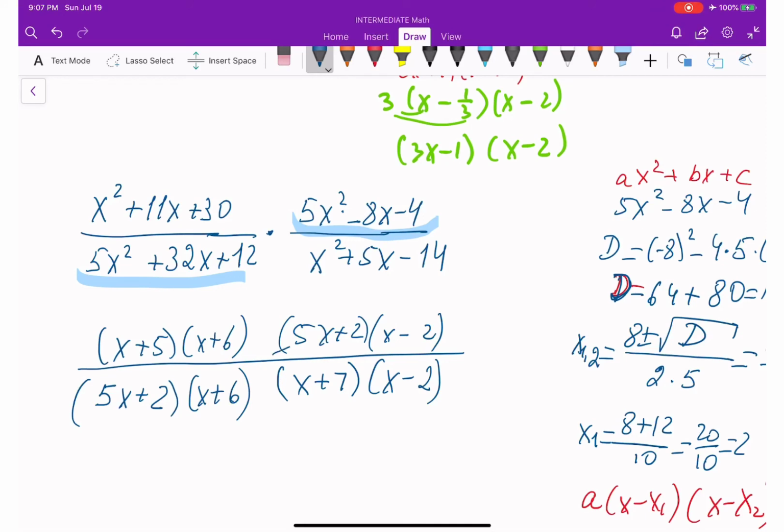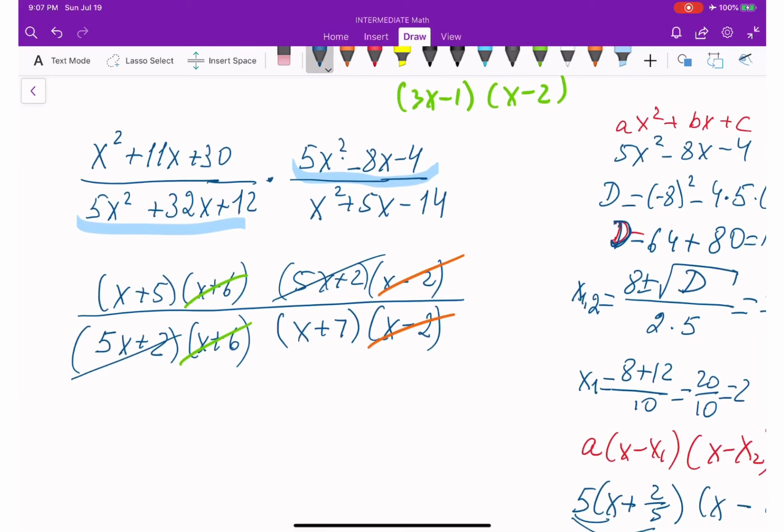Okay, so 5x plus 2, 5x plus 2, x plus 6, x plus 6. And I promised to do different colors so you would see what goes with what. This x plus 6 goes with x plus 6, and x minus 2 goes with x minus 2. And as a result, we have x plus 5 over x plus 7. All right. We have it.